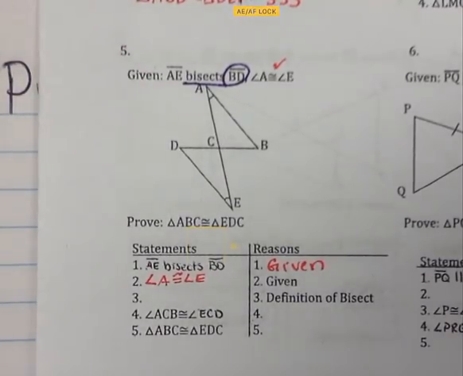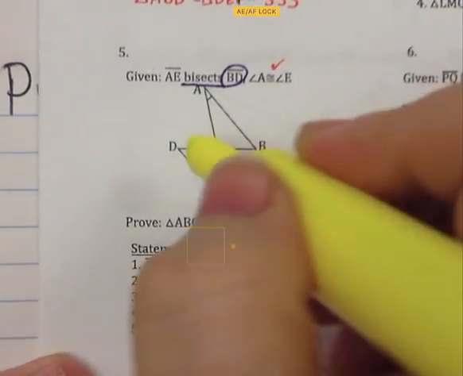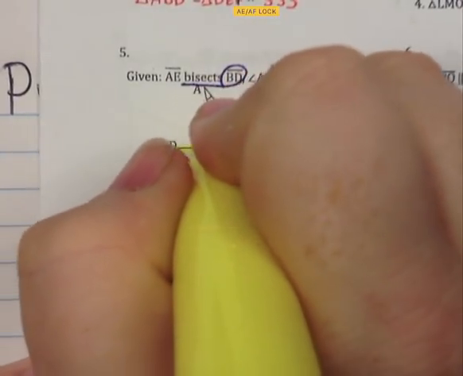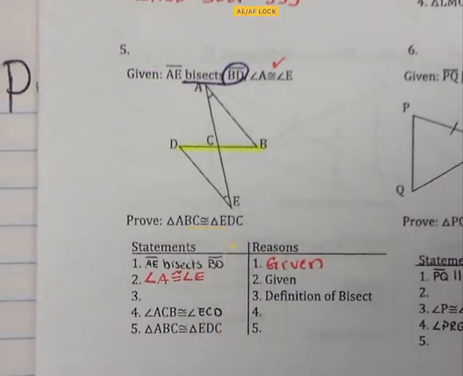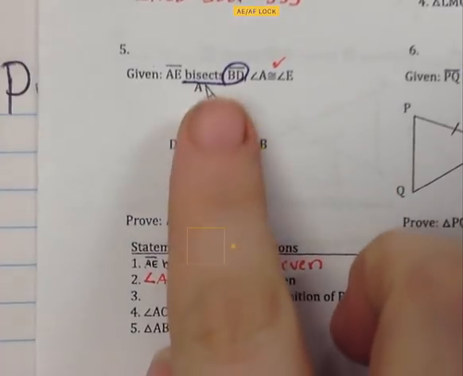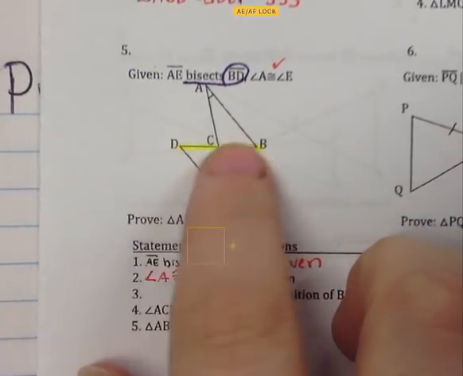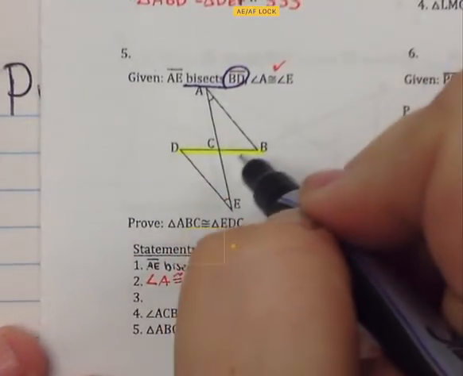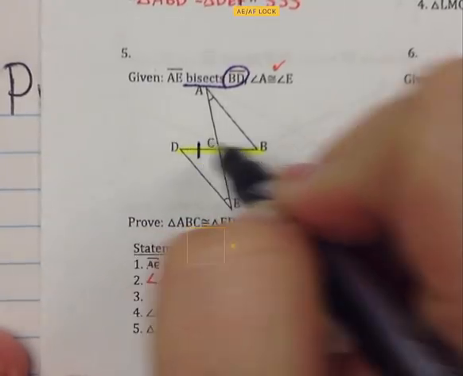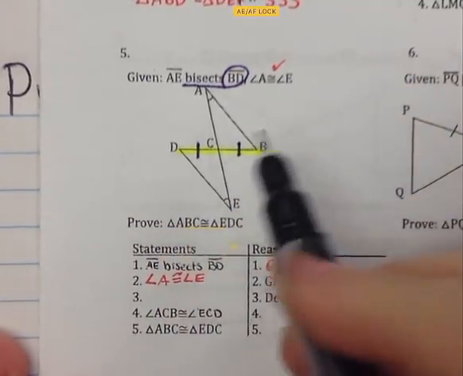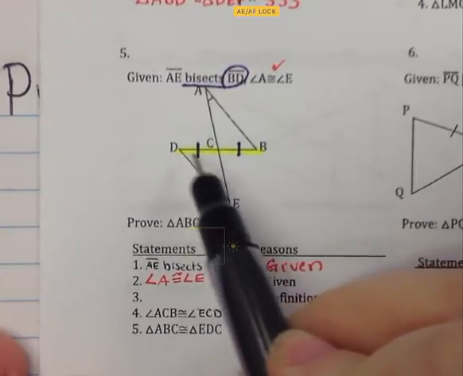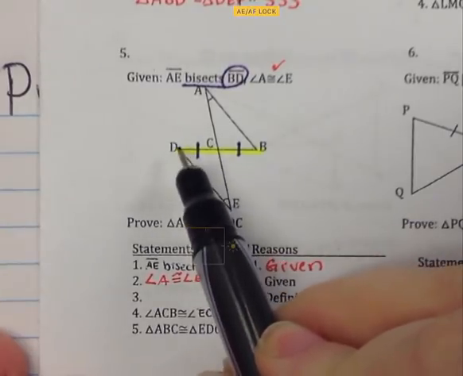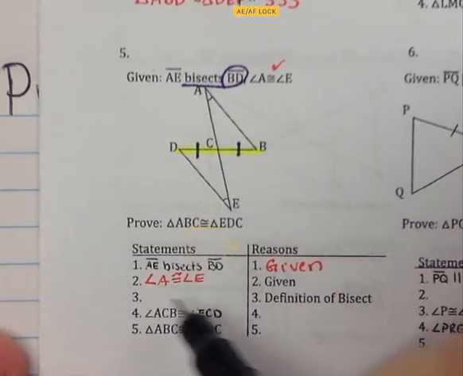So this time I'm going to highlight BD in yellow, because this is what I want to focus on. That BD, segment BD, is being bisected. That's being cut in half. So what just got formed here? We now have two congruent segments, and we can write that in here.